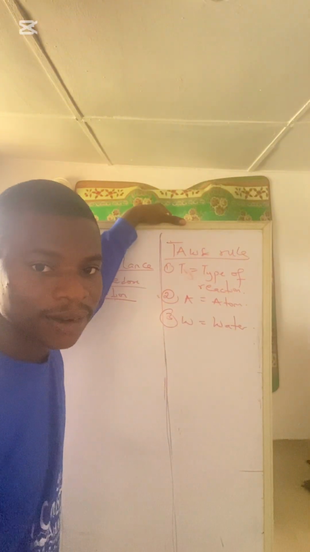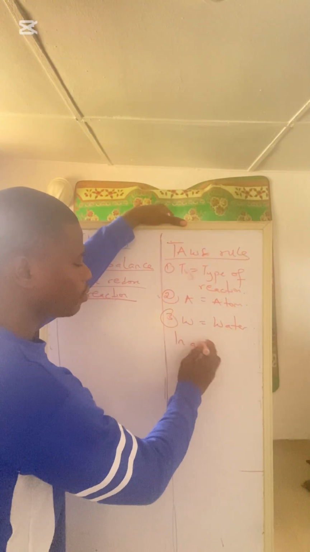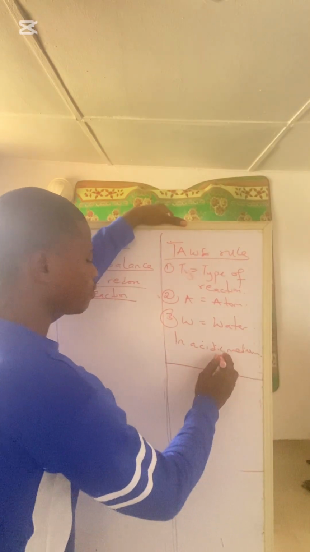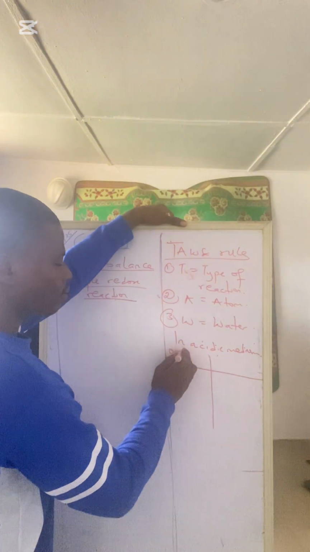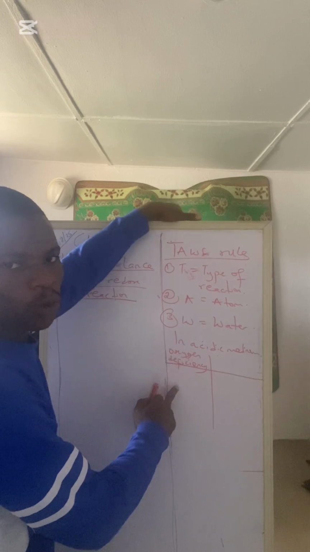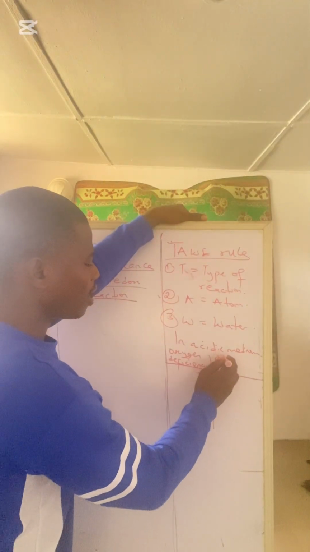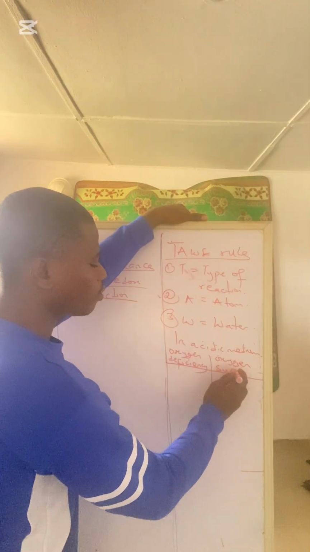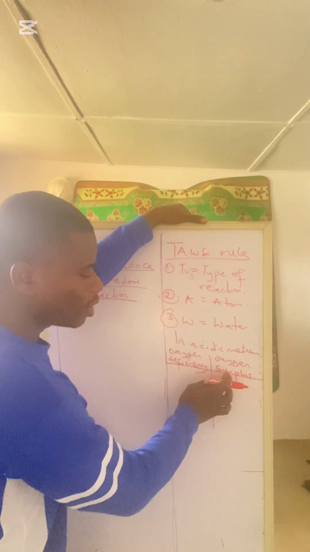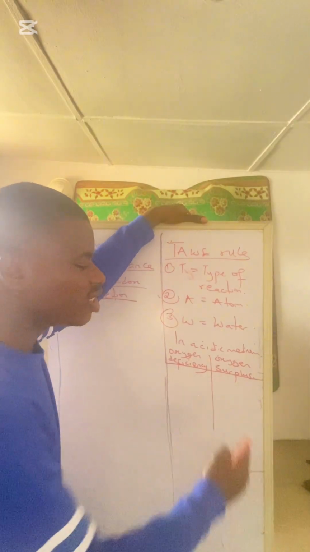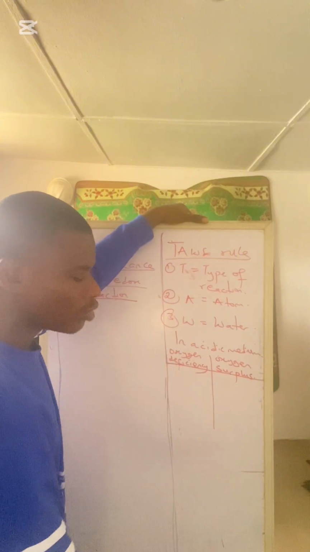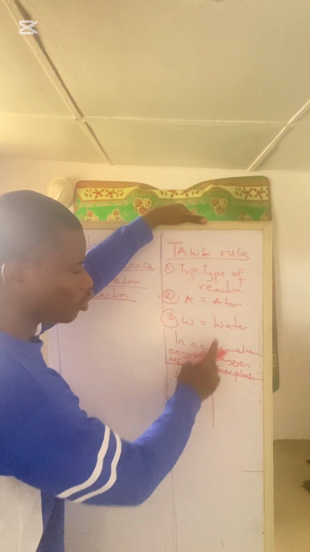But the question will identify whether it is in acidic medium. If it's in acidic medium, you can have something like this. We have oxygen deficiency, meaning where there is no oxygen, and oxygen surplus, meaning a point where there is oxygen. If there is no oxygen, you add H2O, which is water.